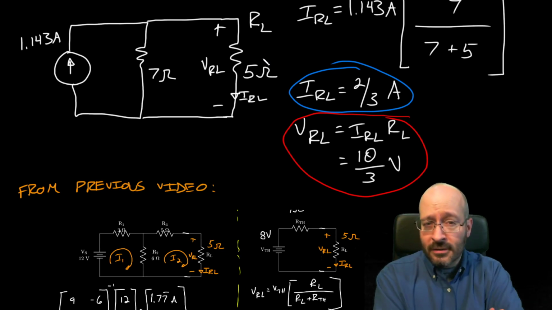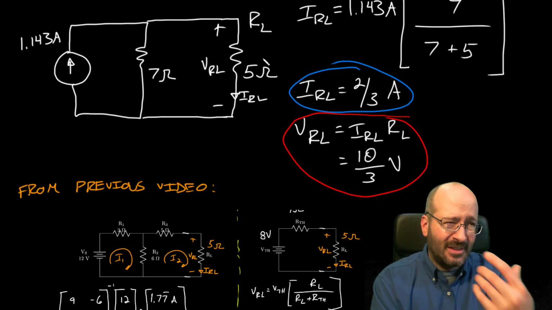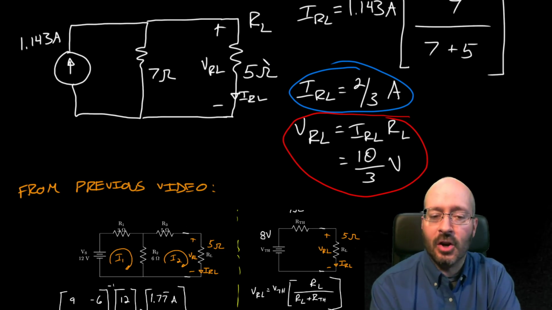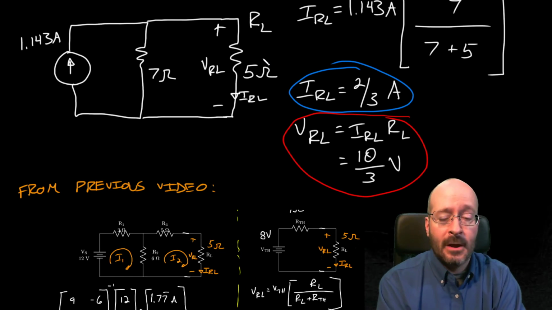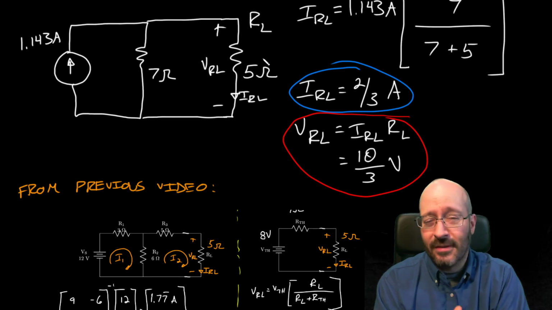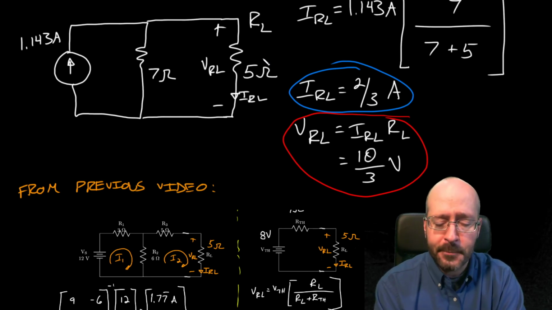Okay, I'm going to do one more example like this just so that you see it again. A little repetition doesn't hurt. I'm going to throw a dependent supply in there. It's going to be a problem that we've already worked in the past. So it won't be new, but we're finding a different equivalent circuit.